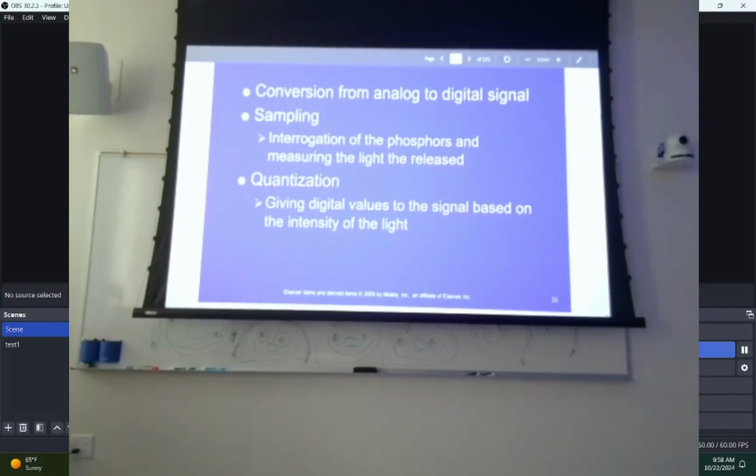Sampling is an interrogation of the phosphors and measuring of the light that's released. And quantization is giving digital values to that based on how much light comes off of those individual phosphors. So that's where you get your contrast, essentially. You got your bone, you got less light coming off of the bone as opposed to the lungs. So it's giving it a value to indicate lungs versus bones.